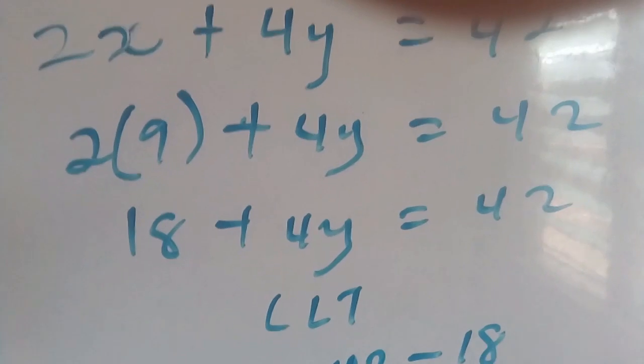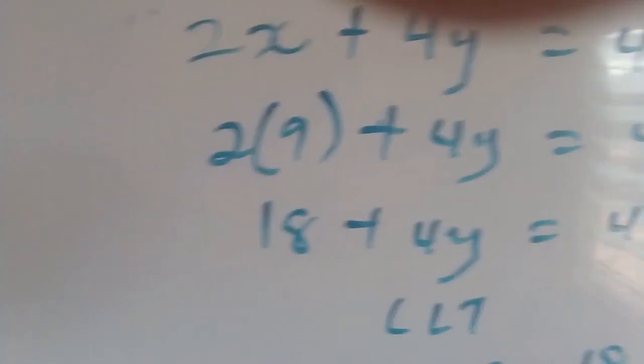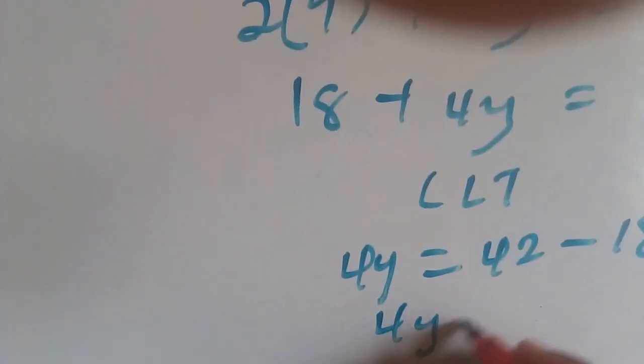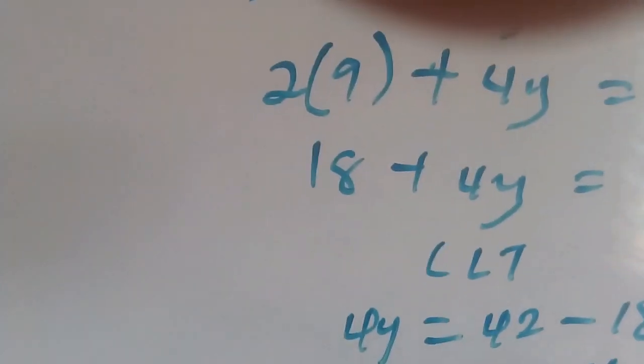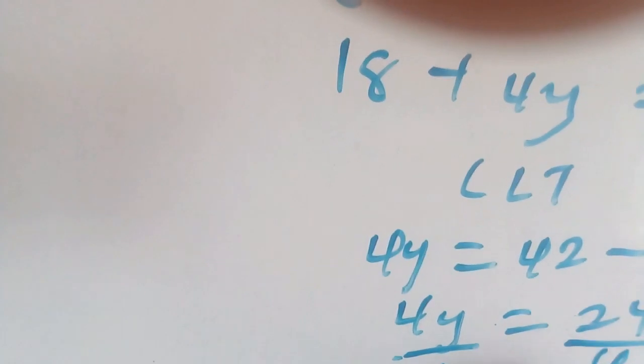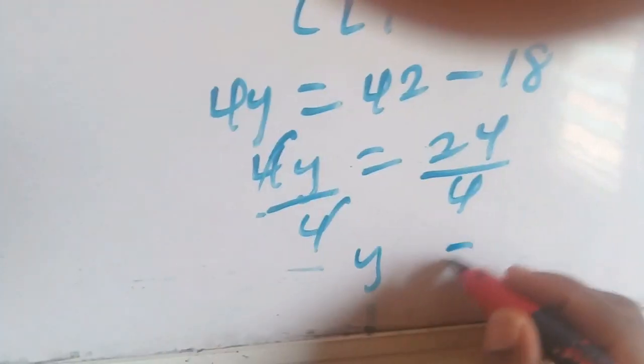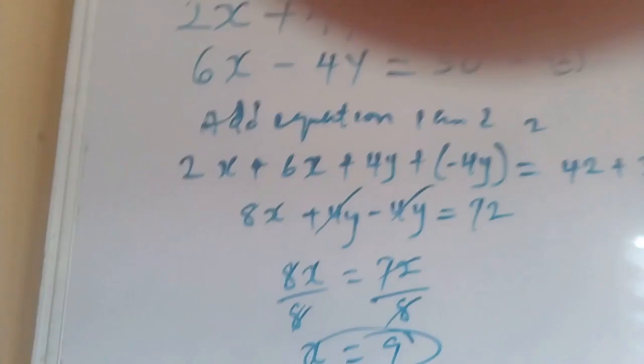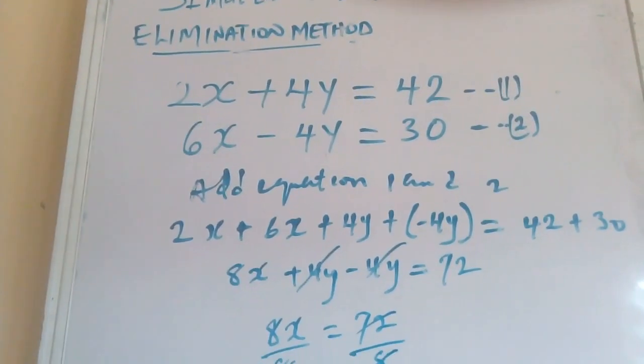That will give you 24. So 4y is equal to 24. Now divide both sides by 4. Then your y is equal to 6. So you can actually go and check, like the way I've explained to you before.